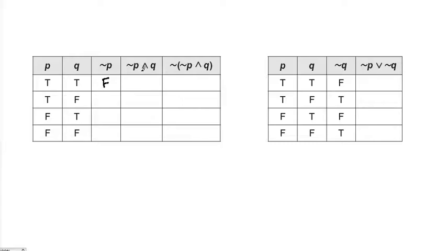Okay, and for the negation of P and Q to be true, both the negated P and Q must be true. But since negative P is false, this already qualifies being false. Now we have to find the result for the negation of this. Right? The result for the negation is simply true, because this is already false. So if we negate that, it will become true.